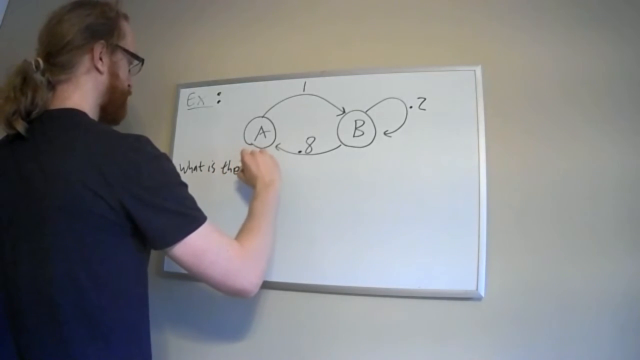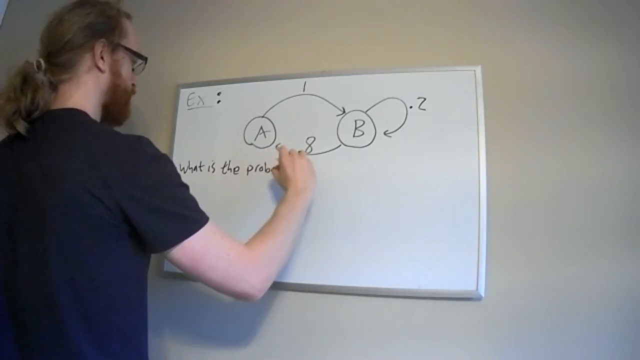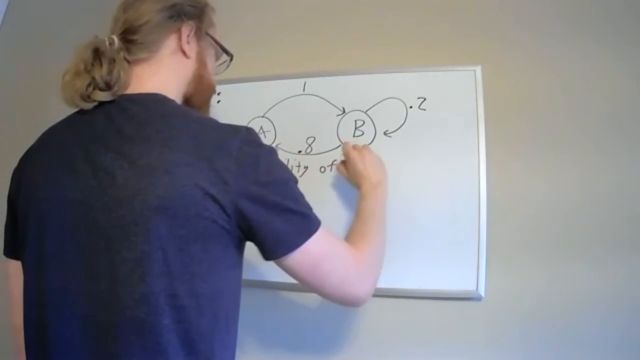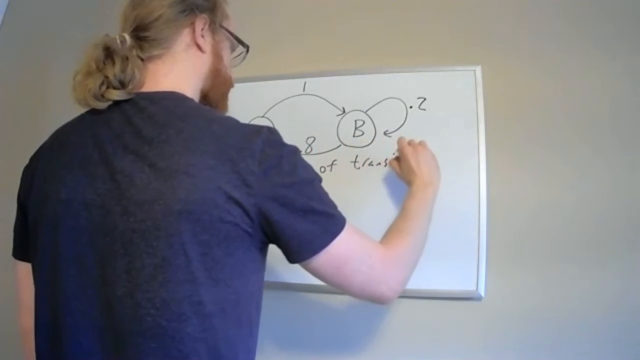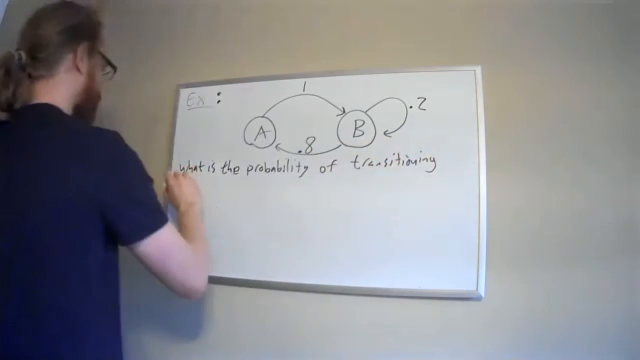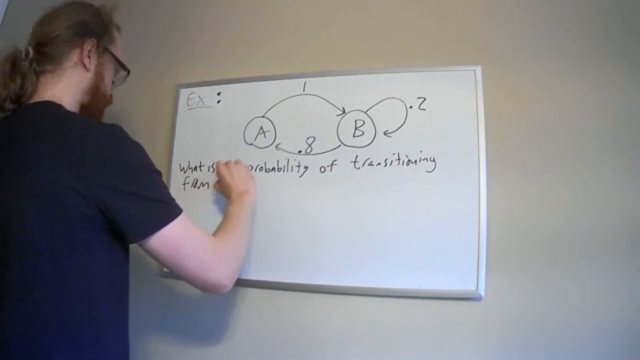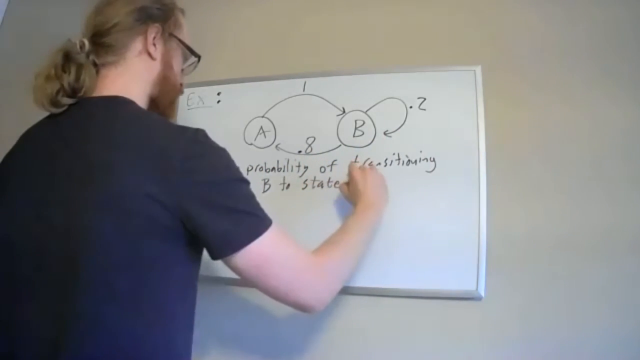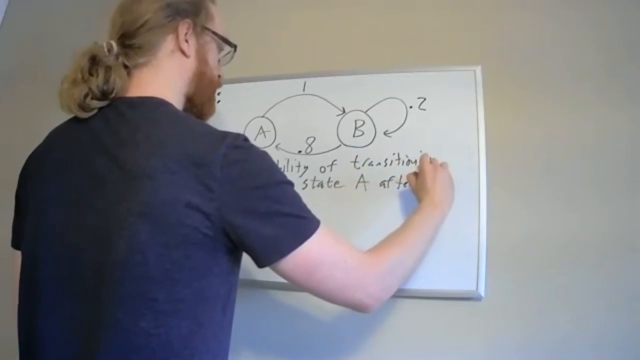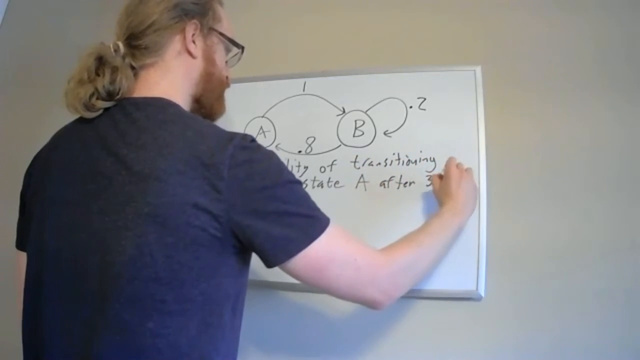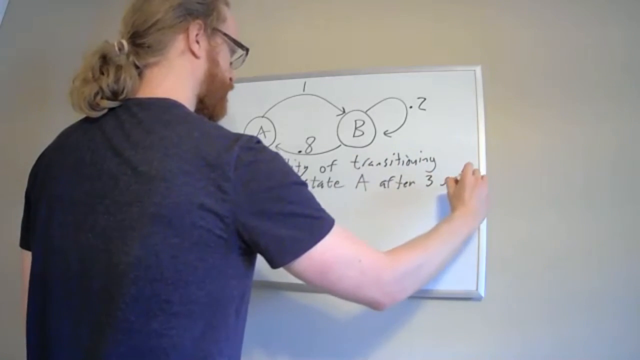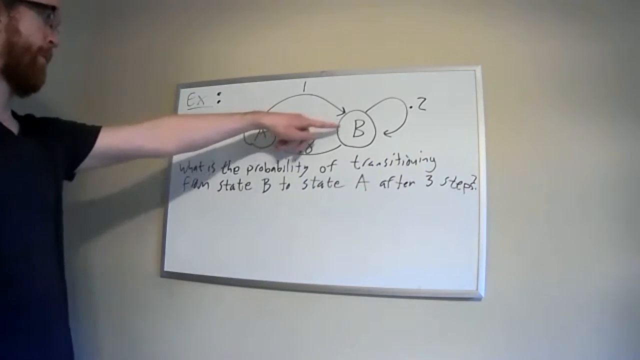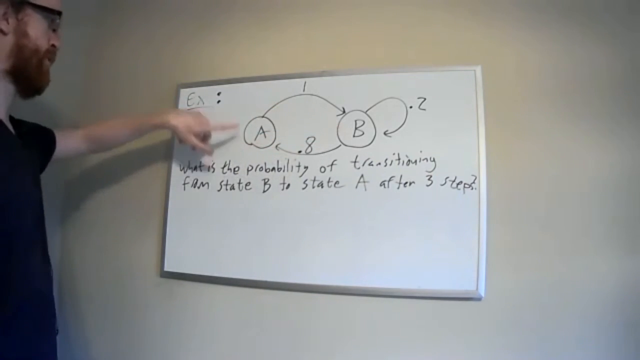What is the probability of transitioning from, let's do state B to state A after we're going to do 3 steps. So we're going to assume that I start at B, and I'm going to ask after 3 steps, what's the probability that I end up at A?